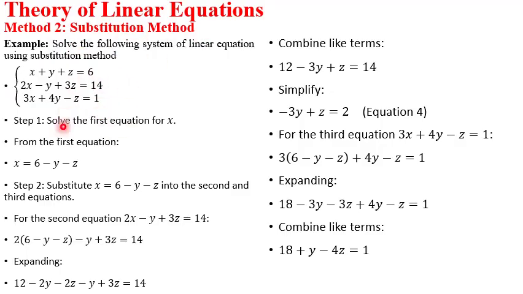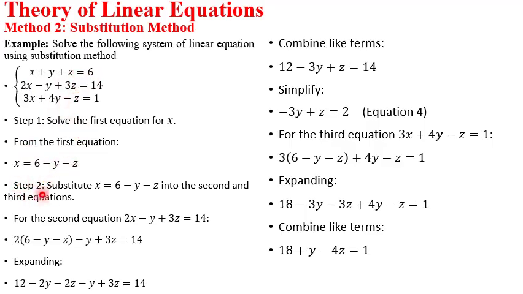Now for the substitution method, we simply solve for one of the variables and substitute that equation in the other equations. So the simplest equation to pick here in solving for one of the variables, say x, is this equation. So we can solve for x. So x will then be equal to 6 minus y minus z.